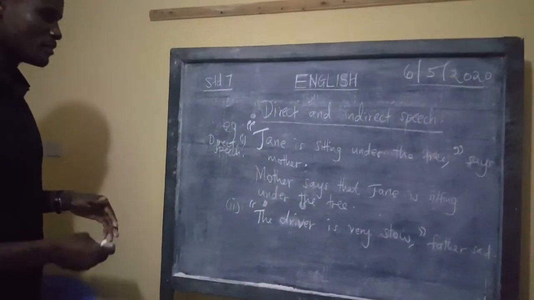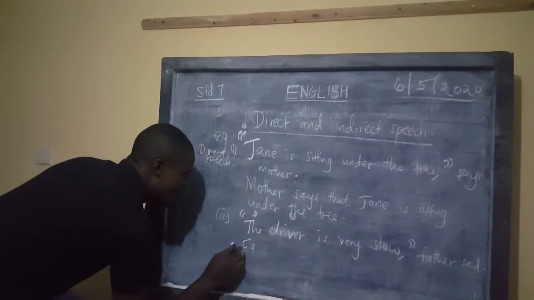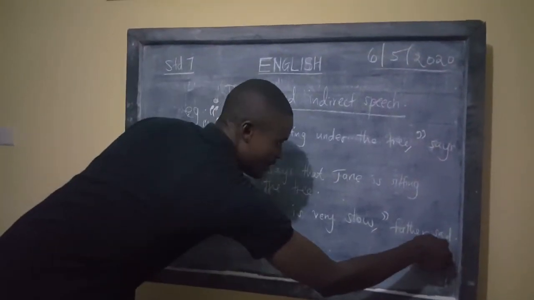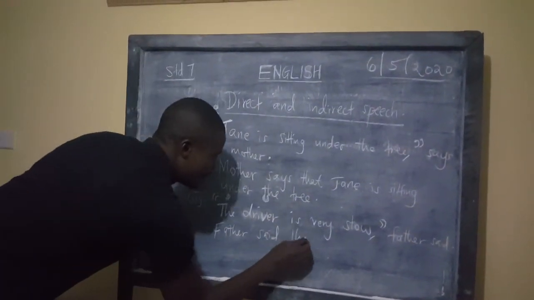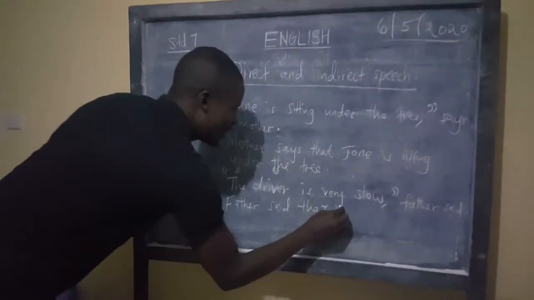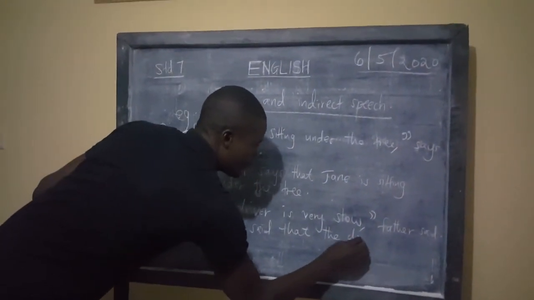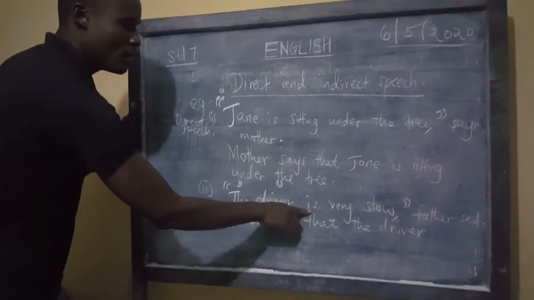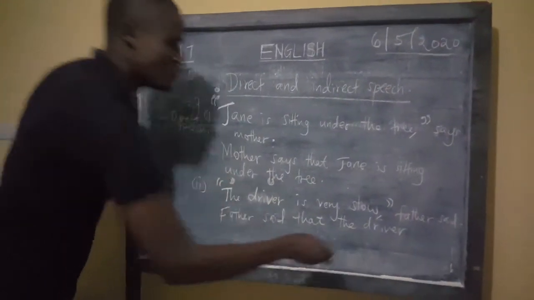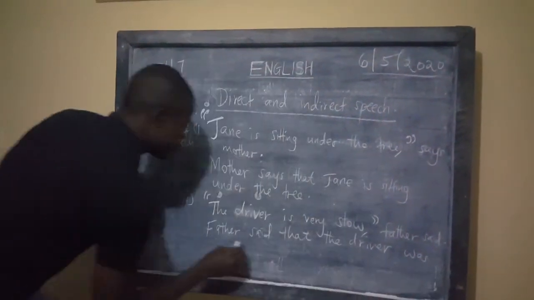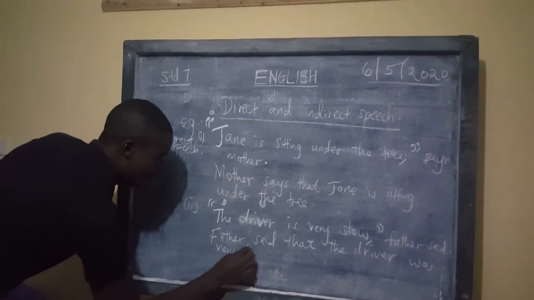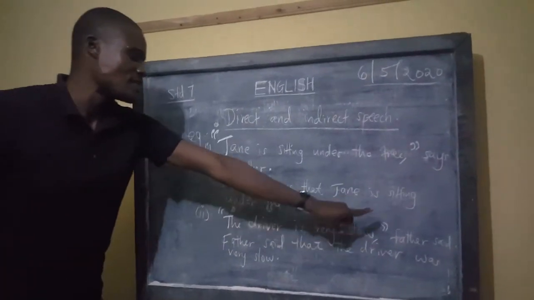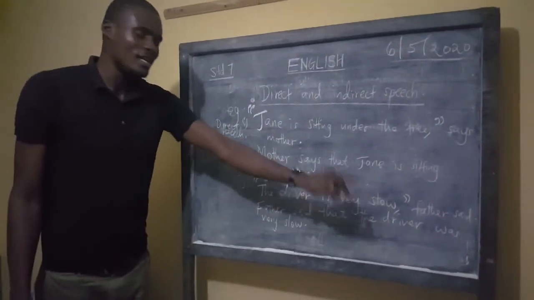A very simple sentence. So we come to report now and say, Father said. You use exactly what is there. They said, so we use the word said. Father said that the driver, because it is in the past tense, is will come to be was. Father said that the driver was very slow. End of our statement. The driver is very slow, Father said. Father said that the driver was very slow.